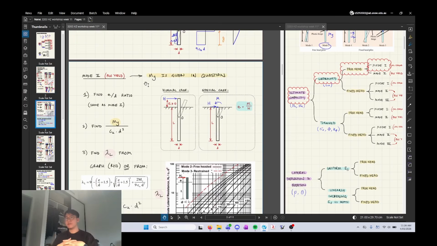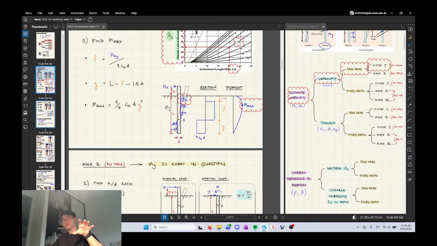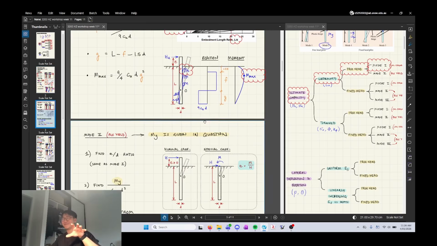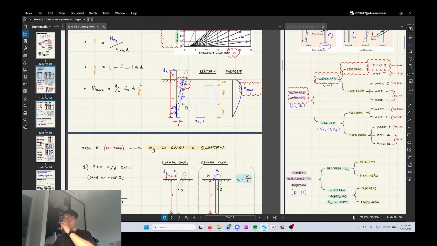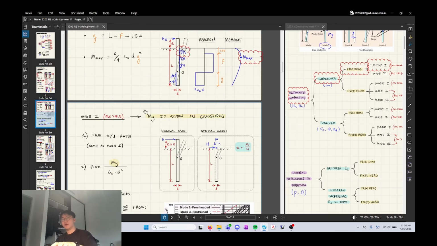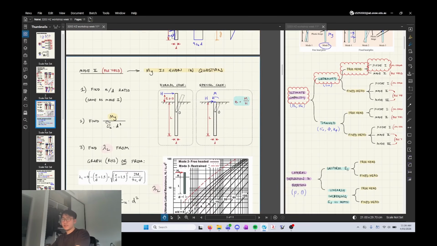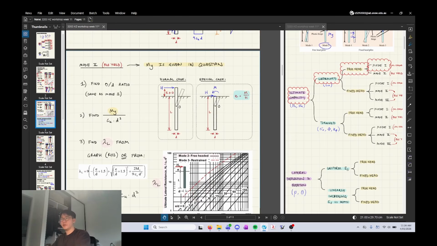Okay. Anyway, mode 2. You're always given My in the question. That's the yield moment. Remember that little graph I drew of the material properties? The idea is that they tell you the limit of how much moment can be applied on your concrete pile before it yields. And that's relevant because we're going to need it in this upcoming graph. So we're checking for the pile yield failure mode.